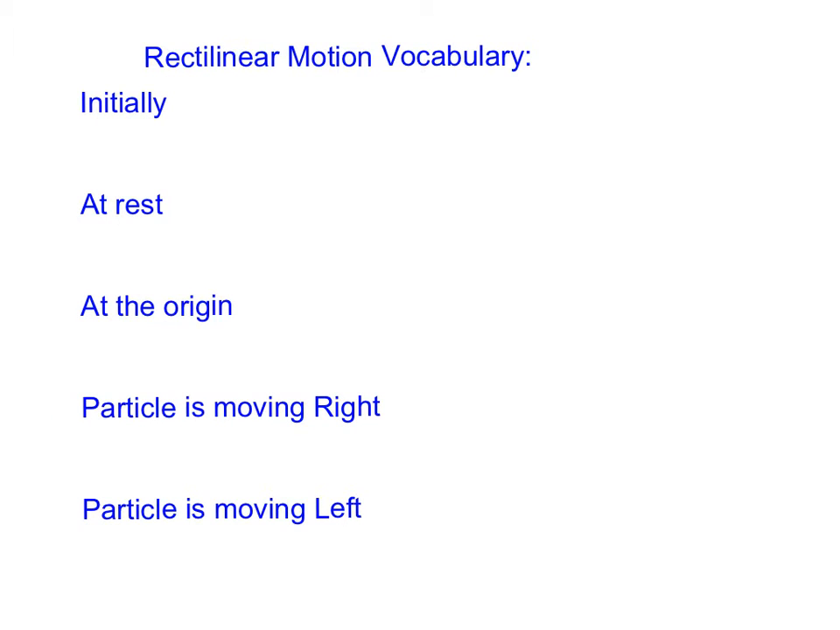Okay, so we're going to write down a bunch of vocabulary. If you were taking AP Physics, you probably know this, but not everyone is in that class. So, initially, what it initially means, t equals 0, right? Find the position initially. So what's the position when t equals 0? At rest. When I'm at rest, I'm lying in bed and I'm not moving. My velocity is 0.